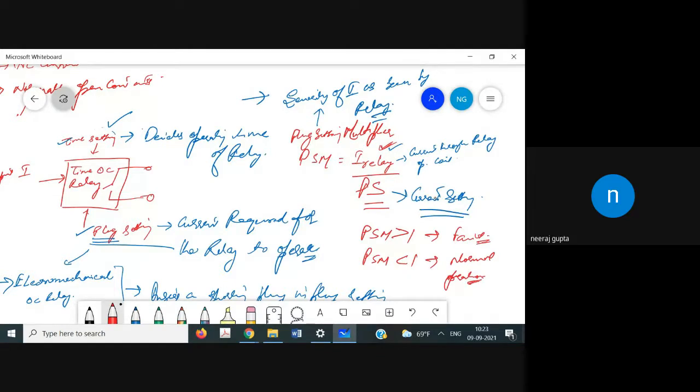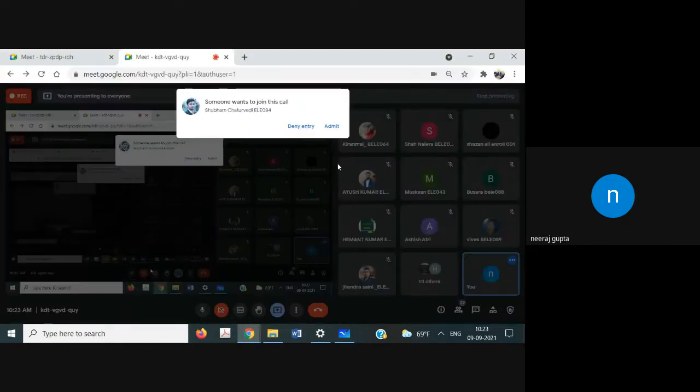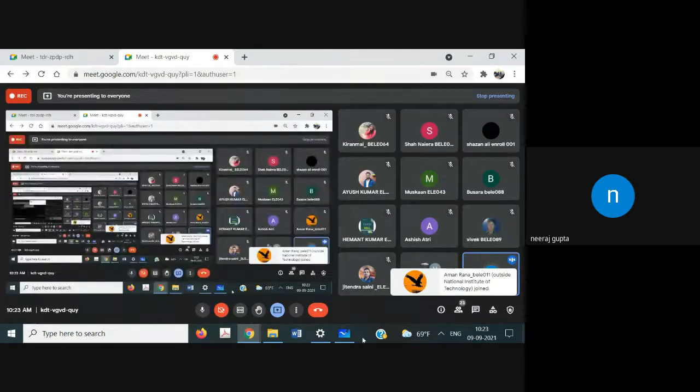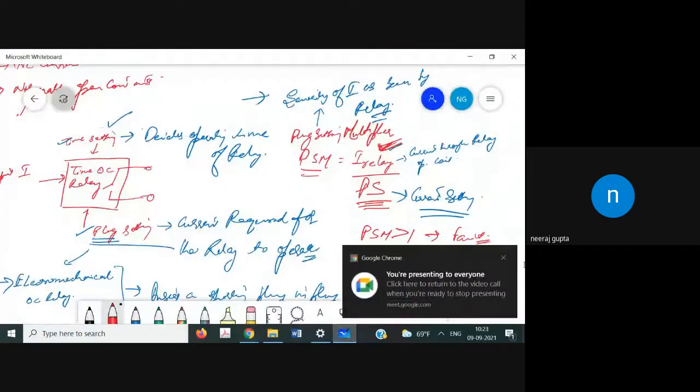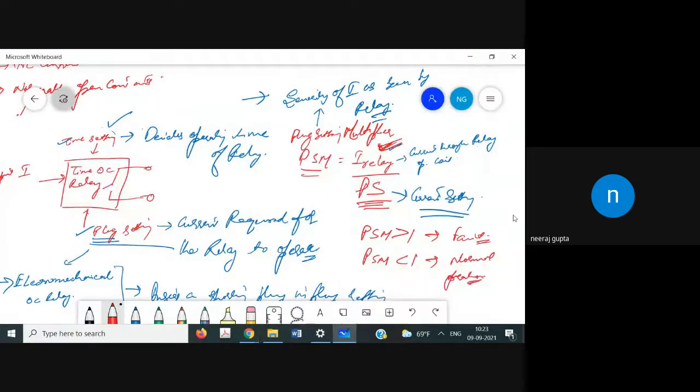It is due to the fact that I_relay is the actual current that is flowing, and the plug setting is the setting that we have given in there. So the higher the value of PSM, the higher the actual current flowing through the relay, which is much greater than the current setting that we have used. So this is about the plug setting multiplier.